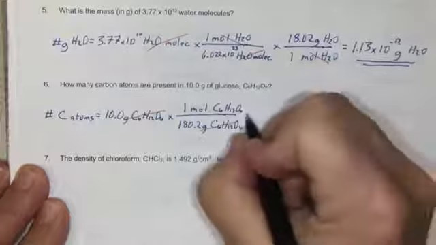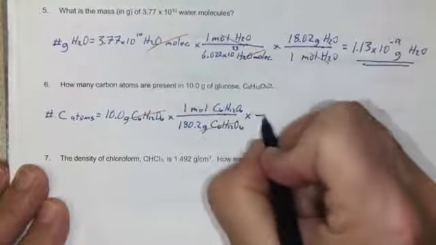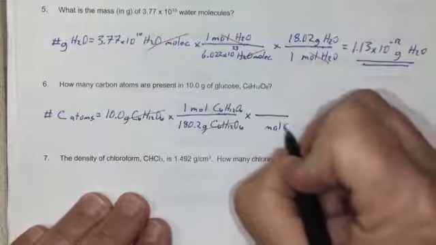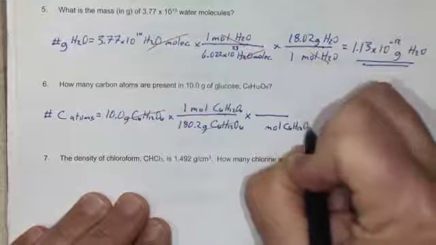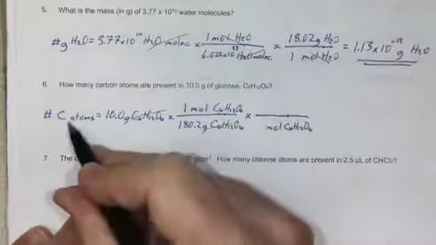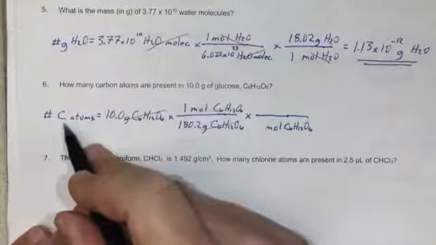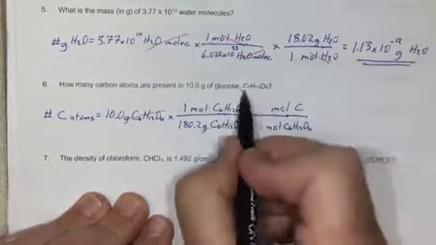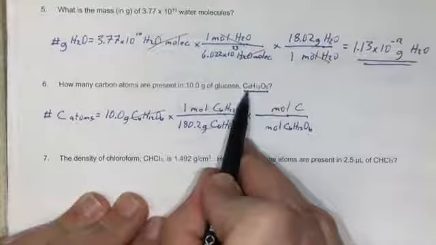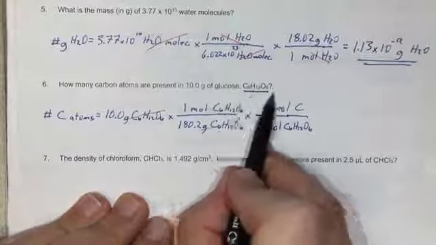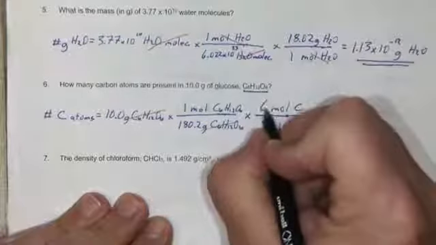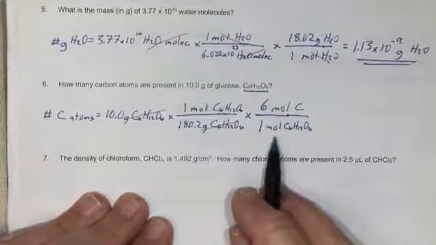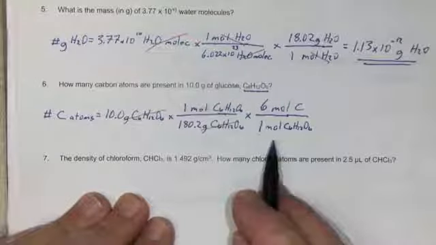The next thing to do is the most important step in every stoichiometry problem. You wake up screaming mole-to-mole ratio. I'm going to put moles of glucose, C6H12O6, in the denominator, and I need to go to moles of carbon because that's what we're looking for. We're going from glucose to carbon, moles of carbon. Well, where do we get the mole-to-mole ratio? In this case, we get it from the formula itself, from the subscripts of the formula. There are 6 carbons per every glucose molecule, or there are 6 moles of carbon per every 1 mole of glucose. This is the mole-to-mole ratio that we get from the subscripts of the chemical formula.